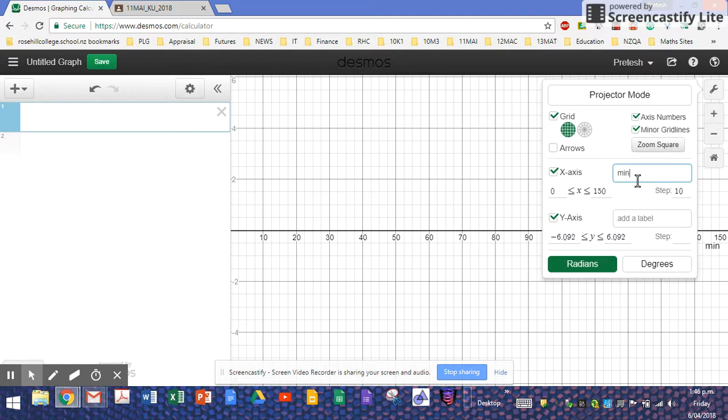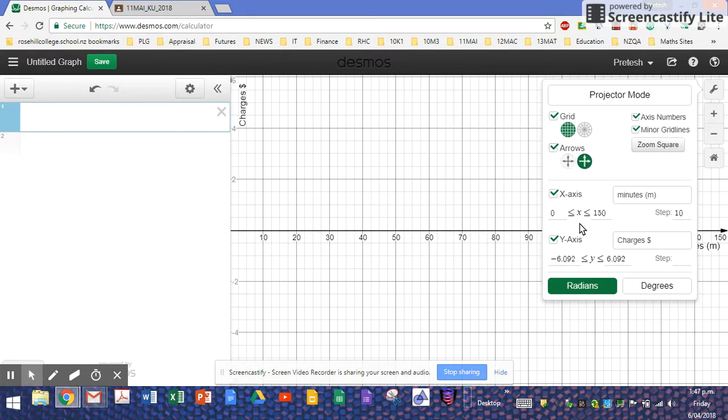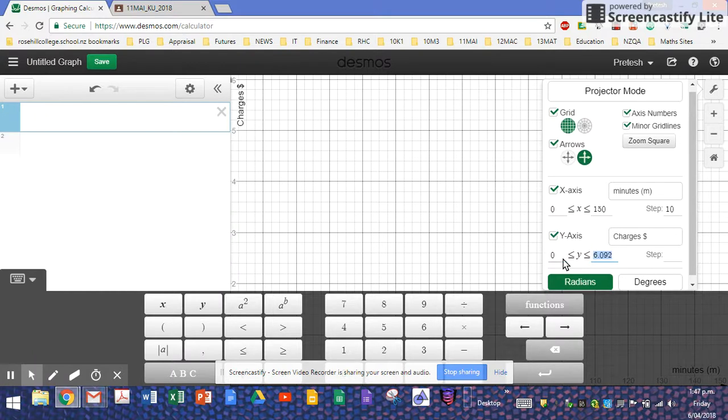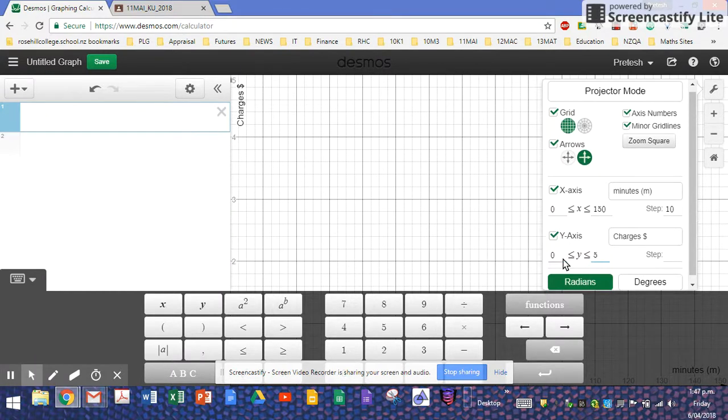Add a label. This is minutes. And the variable is M, minutes, of course. This is charges, which is in dollars. So dollar sign is enough. Arrows, yes. I just want the positive part. Cool. 0, and this is charges. Looks like $4, so I'm just going to try putting 5.